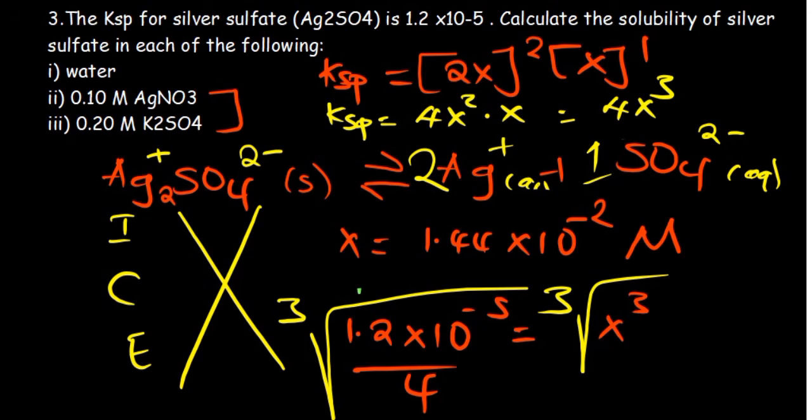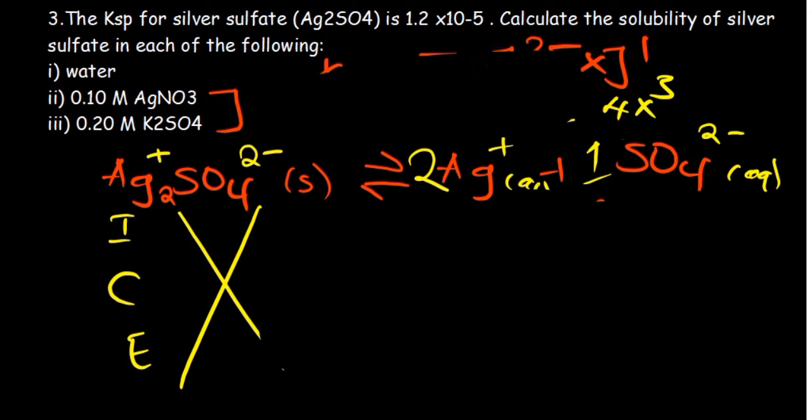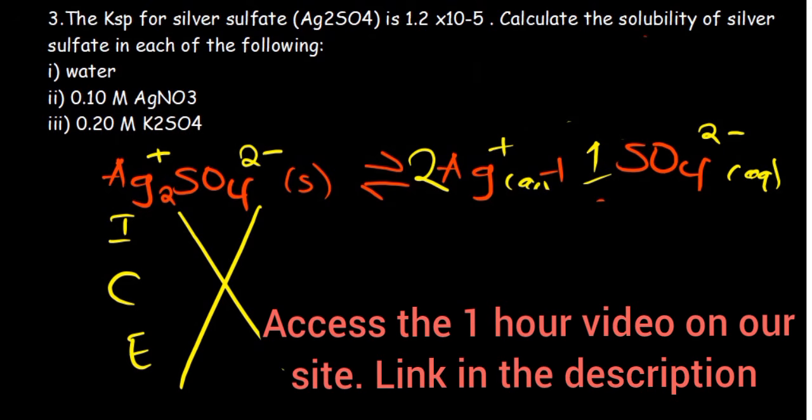Okay, now let's try to apply the same concept on the next question. I hope you've taken note of what we solved there, so that you are going to compare it with the next two. Now, the second one says calculate the solubility of silver sulfate in each of the following. So we've talked about water. We've said in water there was no presence of any ions.